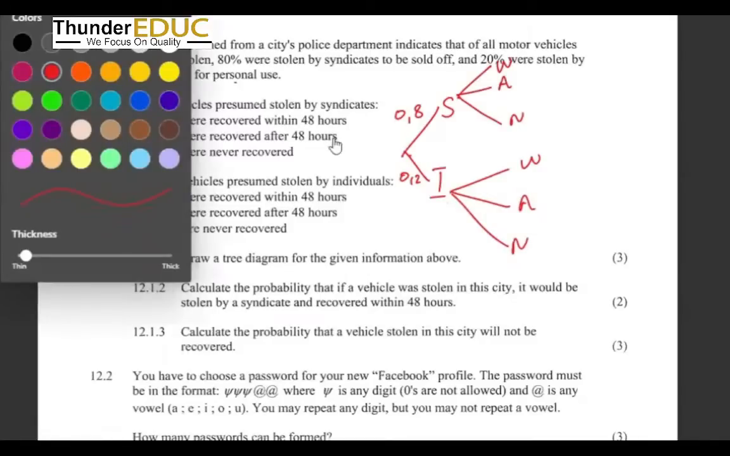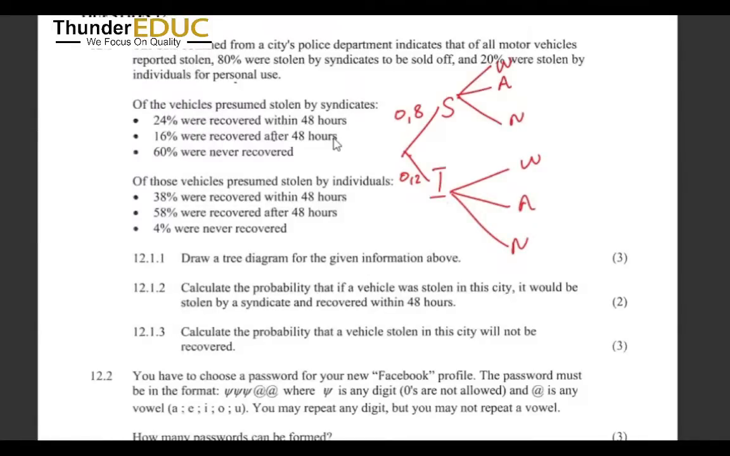Then the probabilities there, they told us, is 0,24. And then this one is 0,16. And then this is 0,6. This is 0,38. Then we have 0,58 and then 0,04. So that is our tree diagram. So individuals within, individuals after, individuals never. Outcomes and the tree diagram.